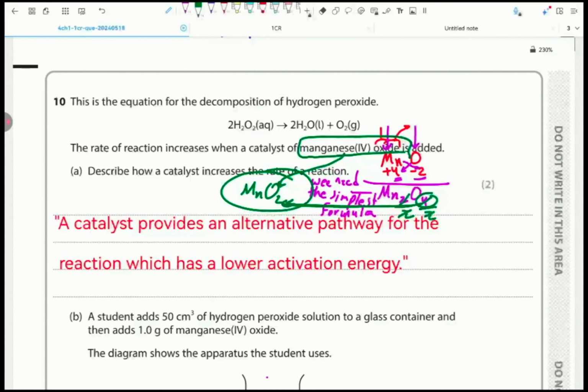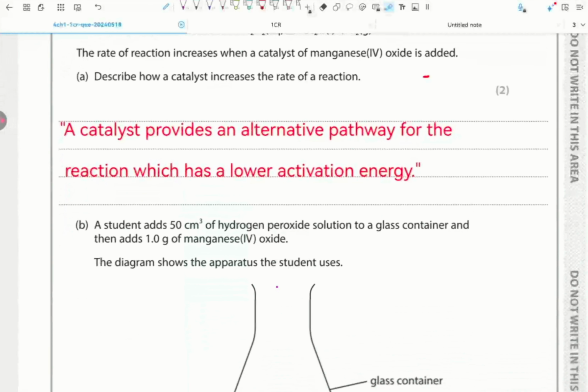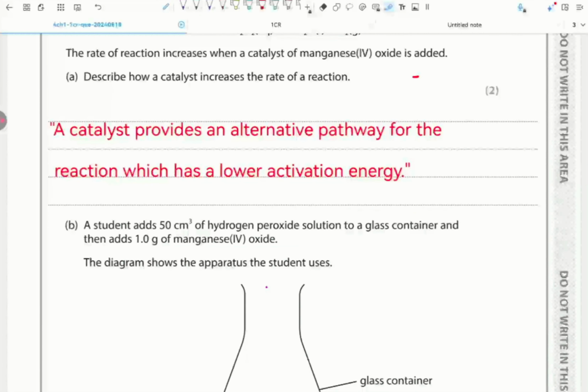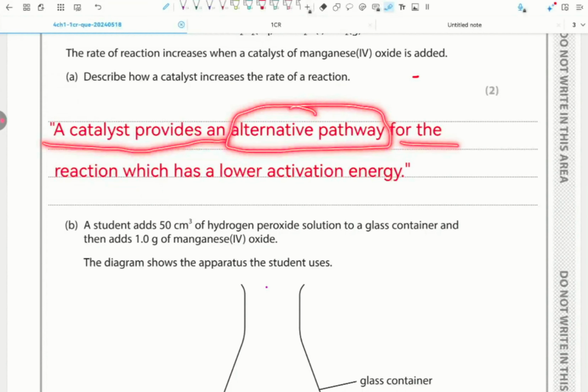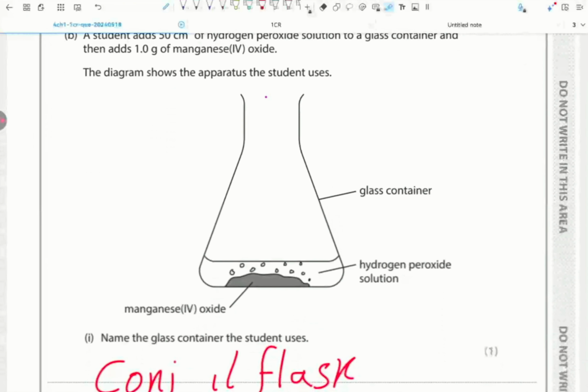Now, let's answer the question. Describe how a catalyst increases the rate of reaction. So here the question is theoretical. We say a catalyst provides an alternative pathway for the reaction which has lower activation energy. Those are the terminology which are important. So alternative pathway for the reaction, and this pathway has lower activation energy.